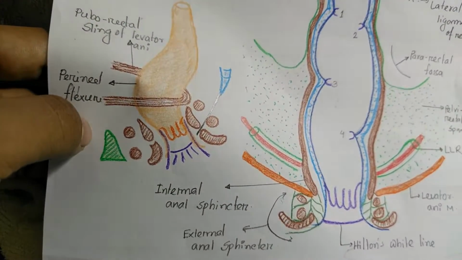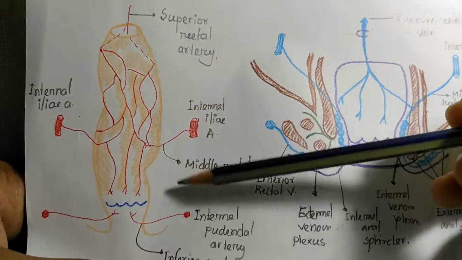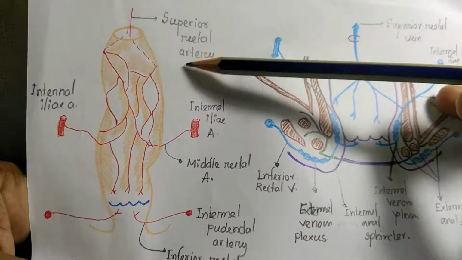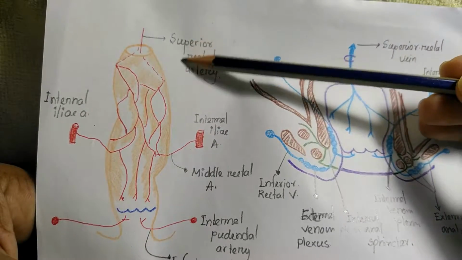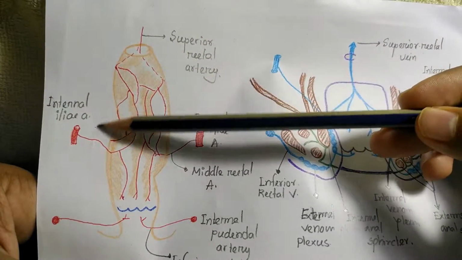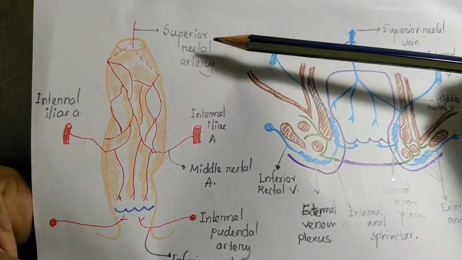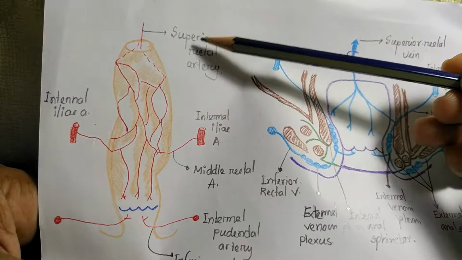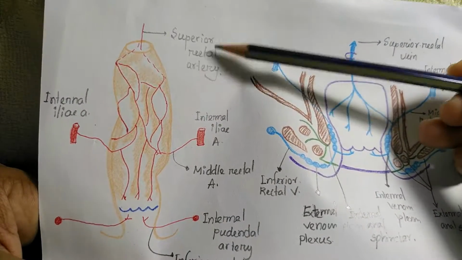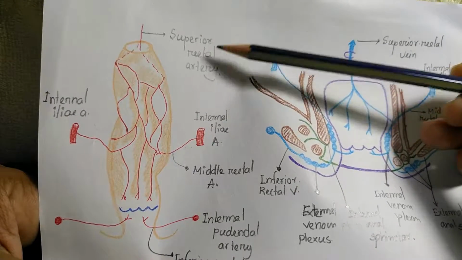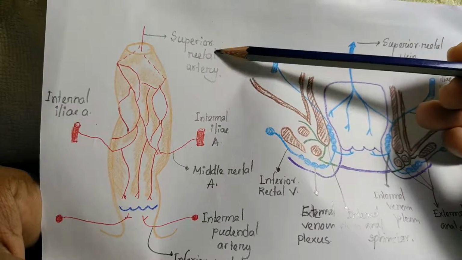Now the arterial supply. There are 3 arteries that will give supply to the rectum. One is the superior rectal artery, another from the internal iliac artery, and the internal pudendal artery. This is the main source. So the superior rectal artery is a direct continuation of the inferior mesenteric artery.